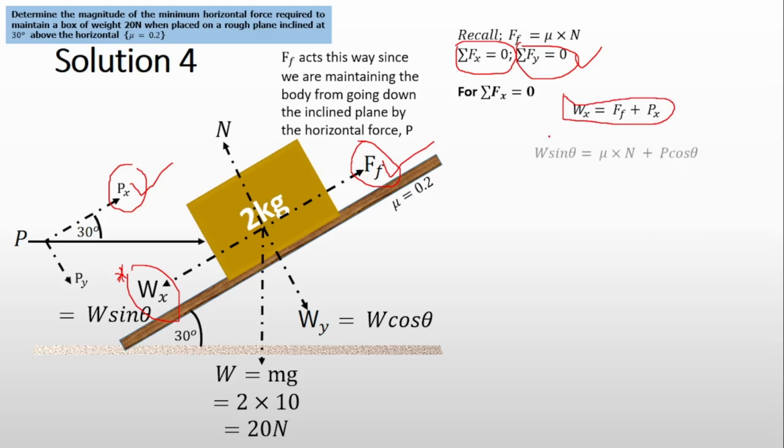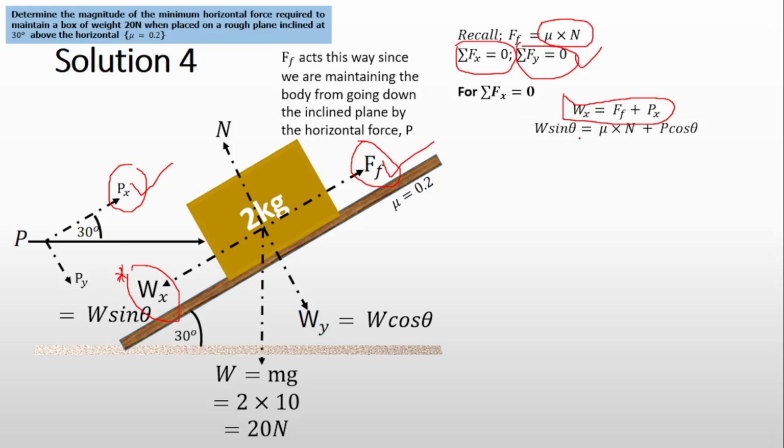Now, what does that mean? Since we know that W sub x is W sin theta, and F sub f is mu N, and P sub x is P cos theta, like I explained. Check my solution 2 in this playlist for more. I'll be putting it somewhere in this video, so just click on it to watch that video on how to determine P sub x and P sub y.